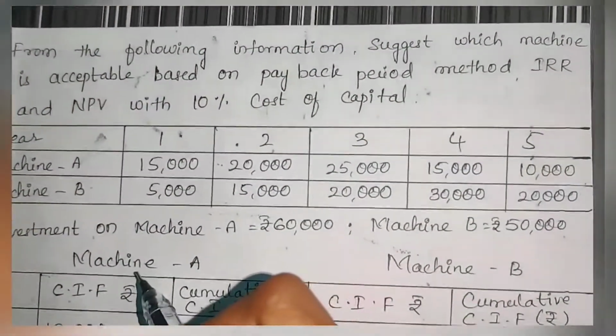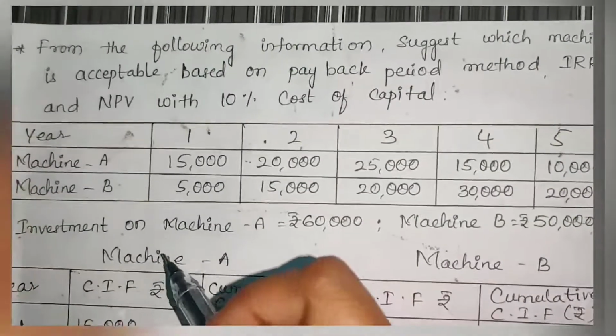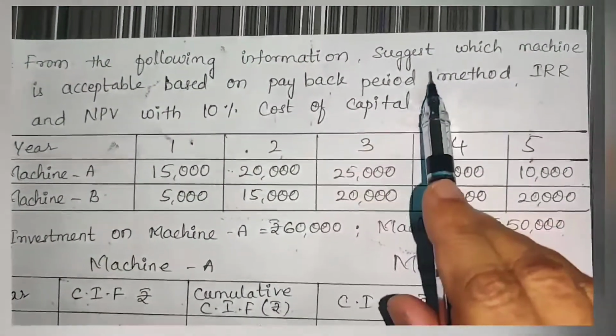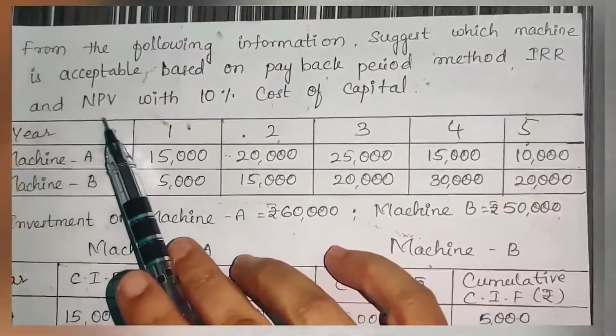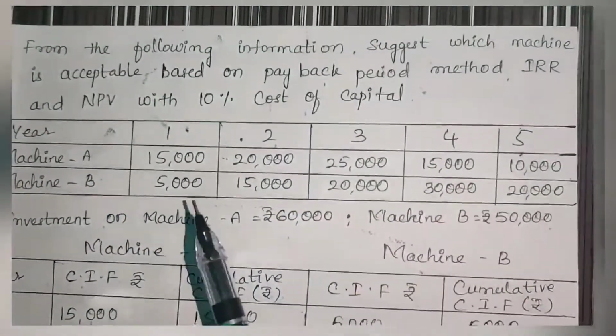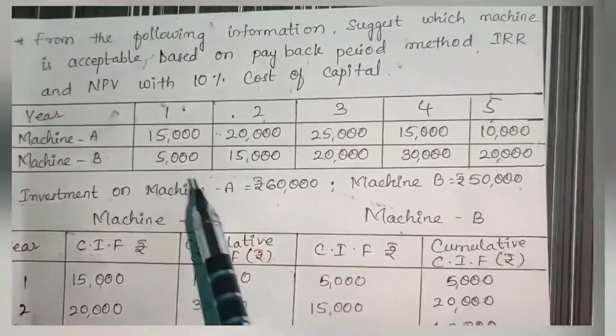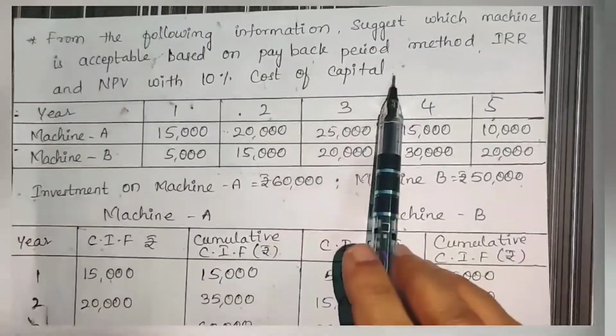Now we are going to discuss the internal rate of return problem. Just go with the problem. From the following information, suggest which machine is acceptable based on payback period method, IRR and NPV with 10% cost of capital.